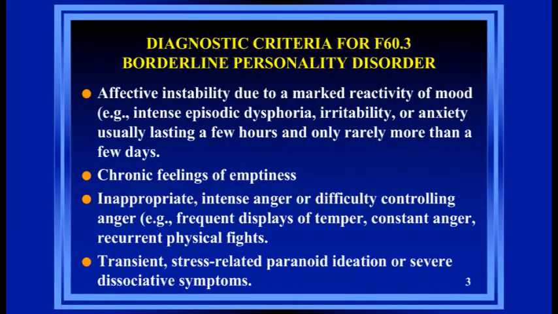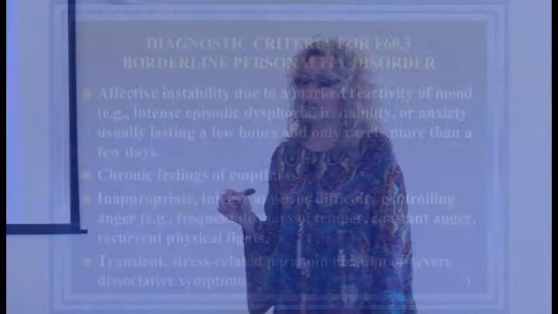Inappropriate intense anger, transient stress-related paranoid ideation, or severe dissociative symptoms. If you feel a disconnect or if you're paranoid, you fit this criteria. If there's a monster in your closet, it's called magical thinking. If the aliens are following you, it's paranoia. So it depends on what age frame you're talking about, if you want to call it magical thinking or paranoid ideation. But when you look at these 9 criteria, at least 7 of them are right on what you would expect for a child between the ages of 2 to 7.